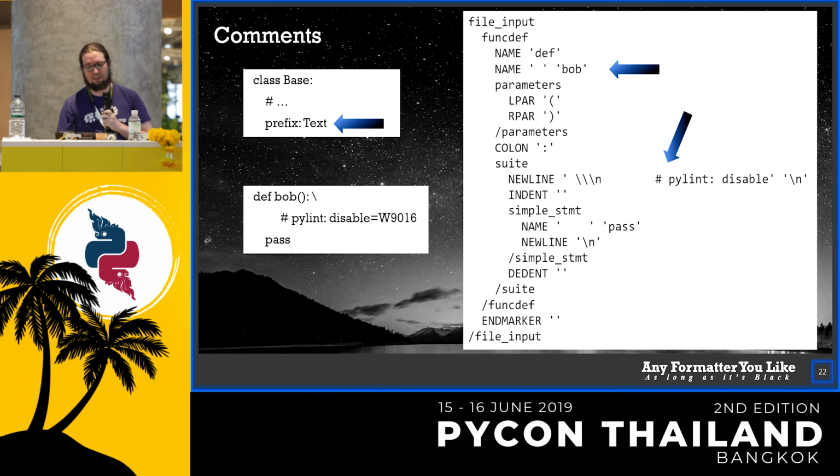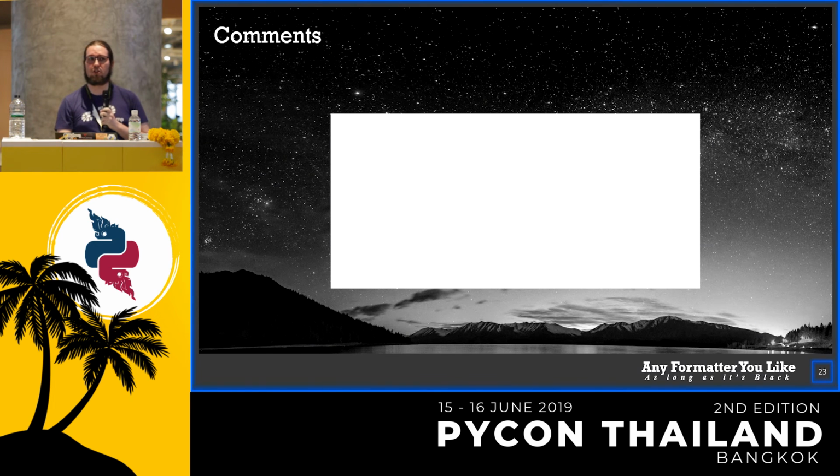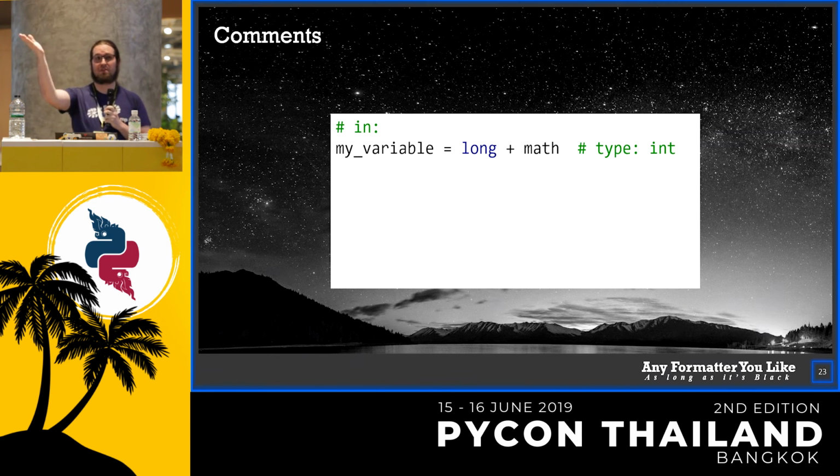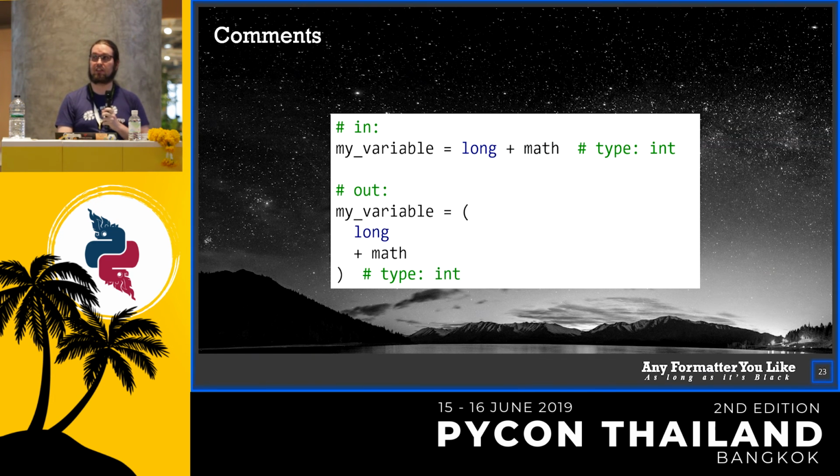The number 2 problem is it's kind of hard to know where humans intended them to go. So let's take this example. Super simple code. Let's assume that this is a really long, complicated math expression, and we annotate it with an integer type expression. If we assume that this is long and Black has to break it apart, this is kind of what you'll get. It's obvious that the comment refers to the entire expression because it's the type of the expression, so it should go at the end of the expression, right?